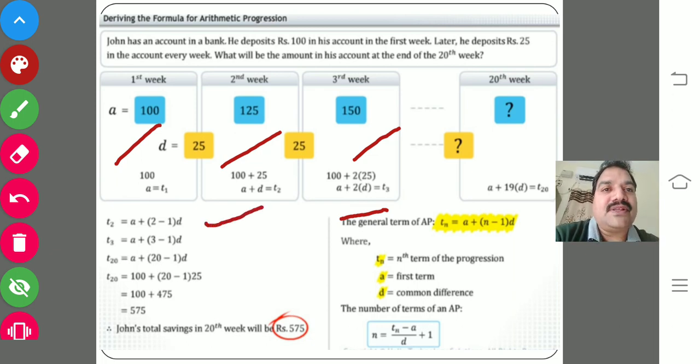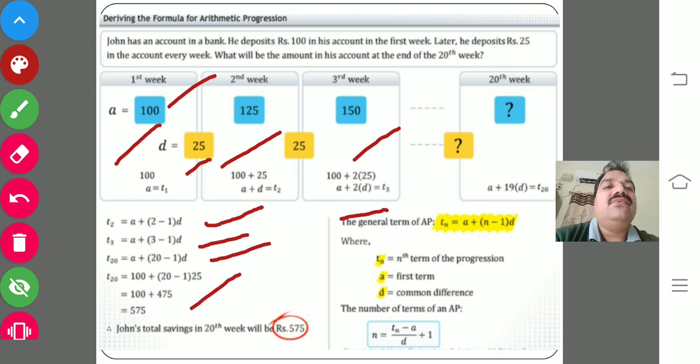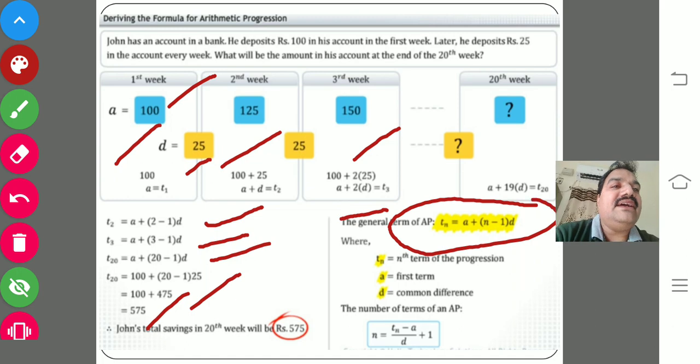T2 equal to A plus 2 minus 1 into D. T3 equal to A plus 3 minus 1 into D. Like that T20 equal to A plus 20 minus 1 into D. So if you observe, you know the A value, you know the D value. 100 plus 19 into 25 is 475. 475 plus 100, 575.